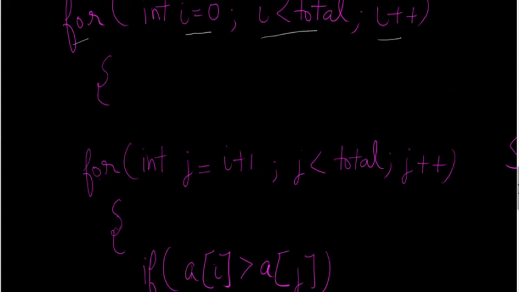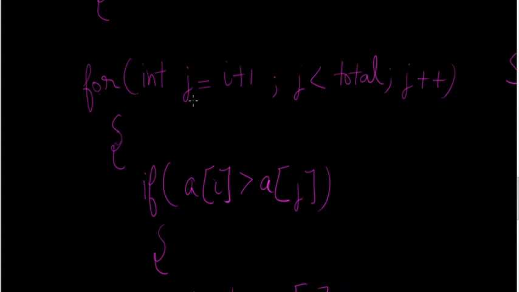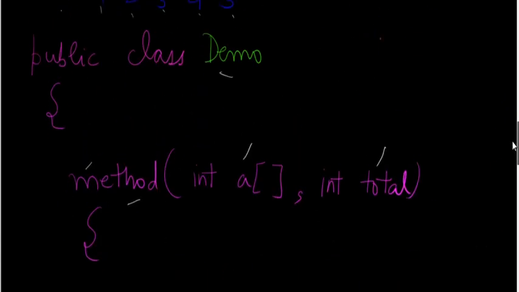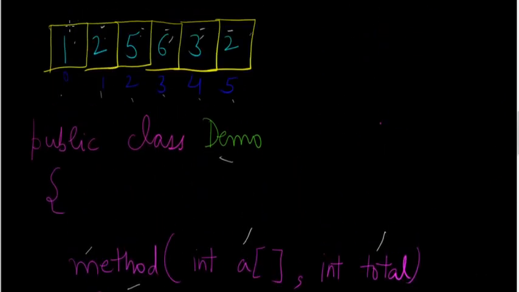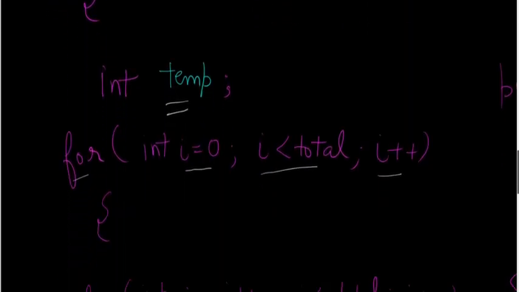Then we have int j equal to i plus 1, j less than total, and then j plus plus. For example, let us take this element and this element. So this is a0 and this is a1. 0 is the index, and at index 1 it is 2, and at index 0 it is 1. So basically we are taking 0 and 1.